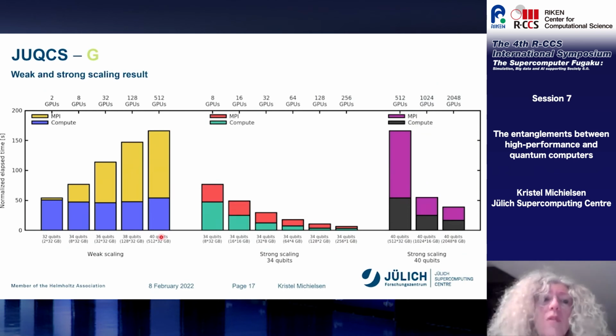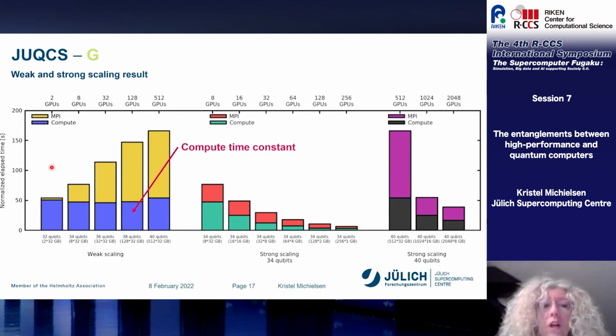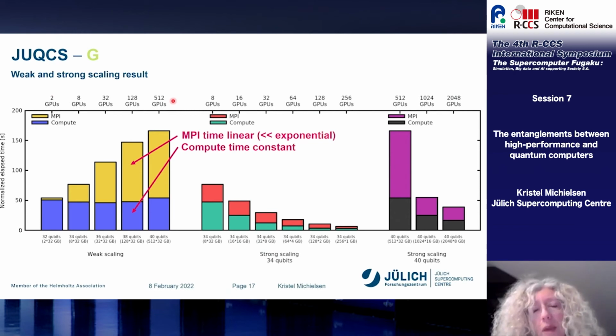Here you see some weak and strong scaling results. On the far left are the weak scaling results. You can see that if we go from 2 GPUs to 512 GPUs, the compute time is constant, and the MPI time is scaling linearly, so definitely much better than exponential.